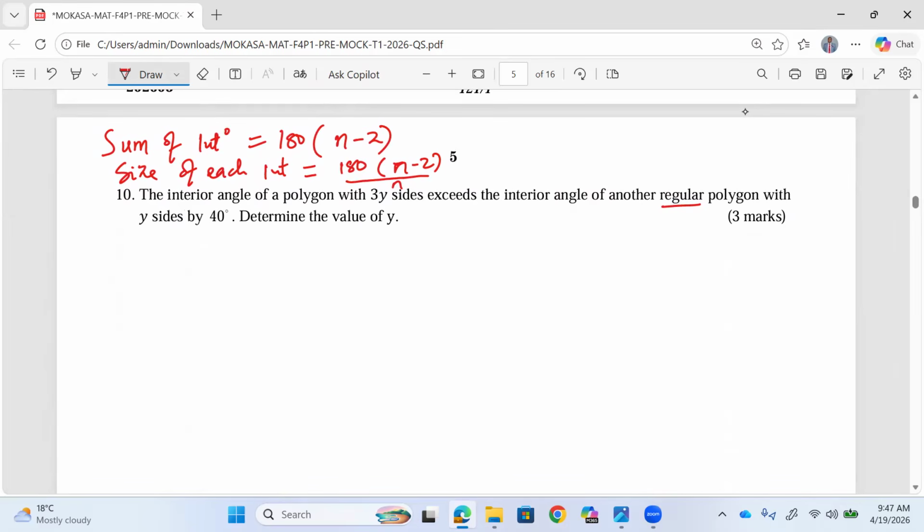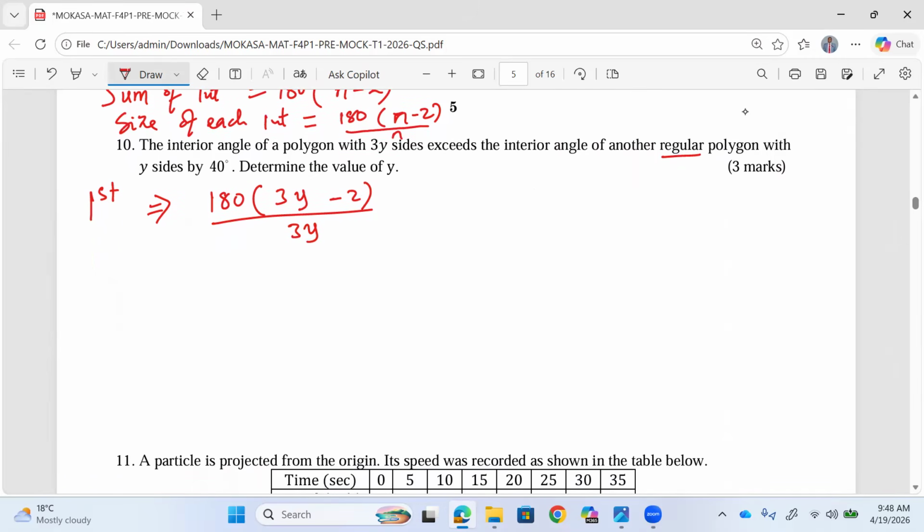So we can get the sum, then we divide by the number of angles, which is usually equal to the number of sides. So that will be the size of each. The first polygon will have an interior angle equal to 180 into n, the number of sides, minus 2, out of the number of sides. That one will give us the size of each interior angle.